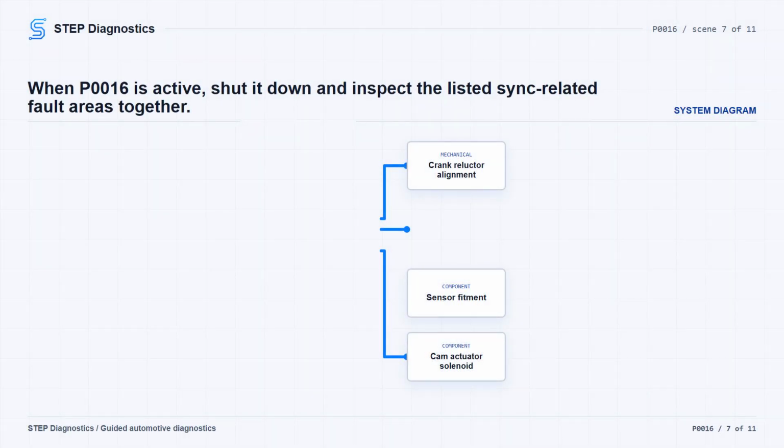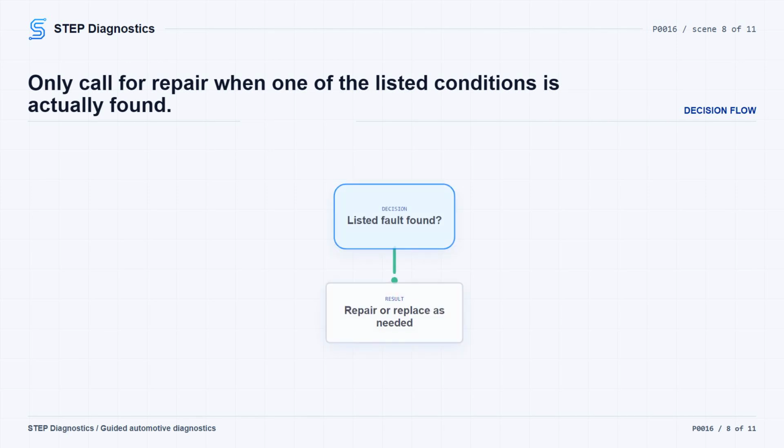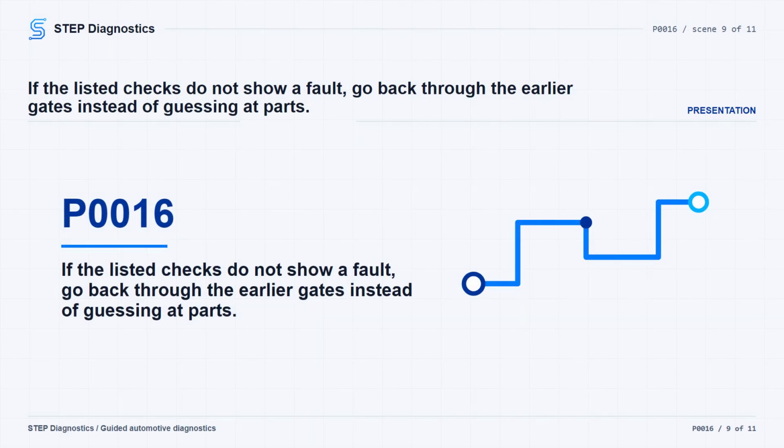If P0016 is set, turn the ignition and vehicle off. Now check the listed mechanical fault areas in one pass: cam and crank sensor fitment, the camshaft position actuator solenoid valve for fitment or stuck open or stuck closed behavior, crankshaft reluctor alignment, and timing drive or tensioner play or fitment. If one of those conditions is found, repair or replace as necessary. If none of those conditions exists, do not guess at a repair. Pause, recheck the earlier diagnostic path, and make sure the code was evaluated under the correct conditions before moving on.